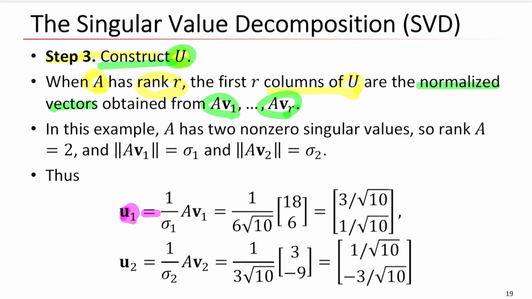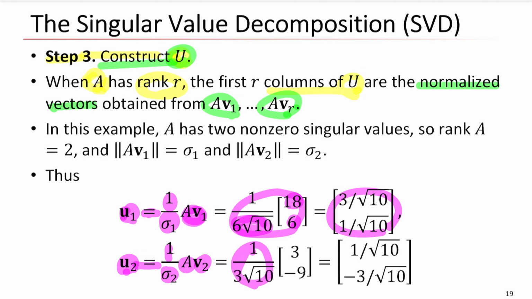So first of all, U1 is equal to 1 over sigma 1 times AV1. AV1, sigma 1 was the square root of 10, 6 root 10. AV1 is 18, 6. So you will separate this. U2 can also be computed similarly. So 1 over sigma 2 times AV2, right? So 1 over sigma 2 here, AV2 here, and U2 is something like this, right?